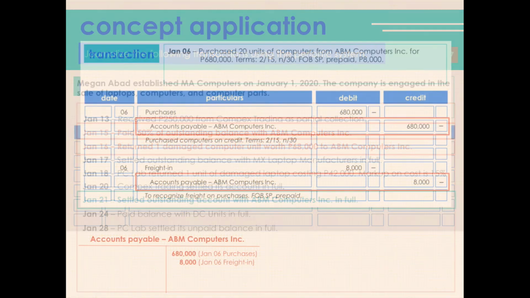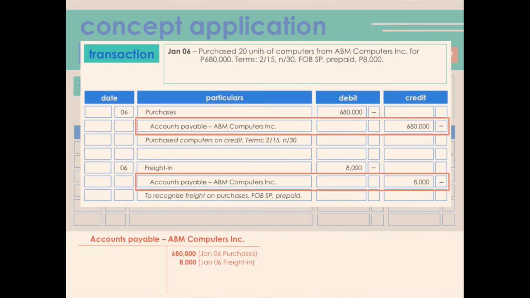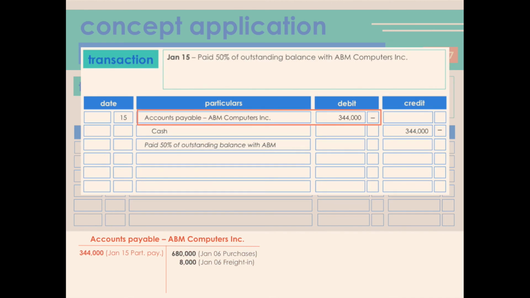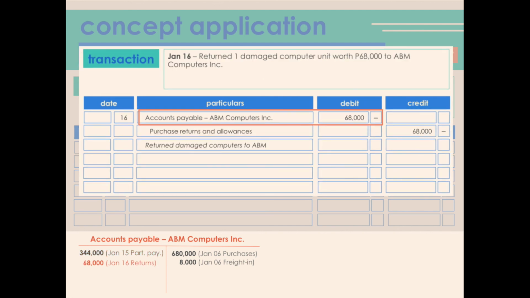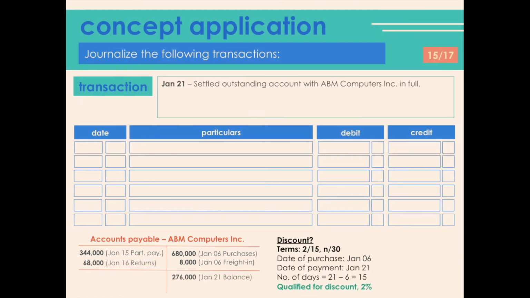Referring to the entry on January 6, accounts payable was credited for 680,000 for the purchase made and also credited for 8,000 for the freight. Referring to the entry on January 15, accounts payable was debited for 344,000 pesos for the partial payment. Now looking at the entry on January 16, accounts payable was debited for 68,000 pesos for the purchase return made. Now we get the outstanding balance of 276,000 pesos.